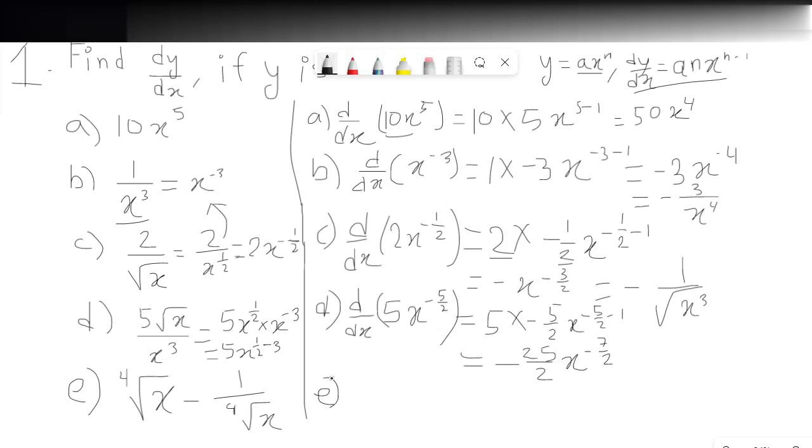For number e, we can directly write those terms as d dx of x to the power 1 by 4 subtracted by x to the power minus 1 by 4, as it is 1 by the 4th root of x.